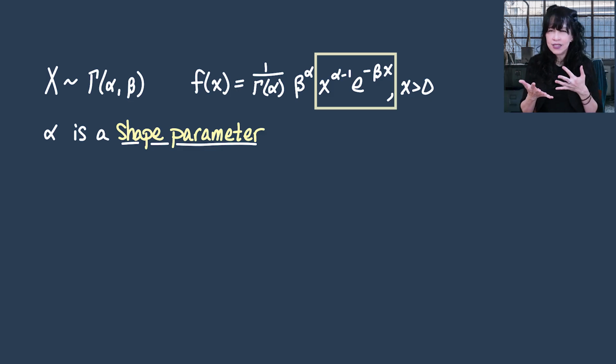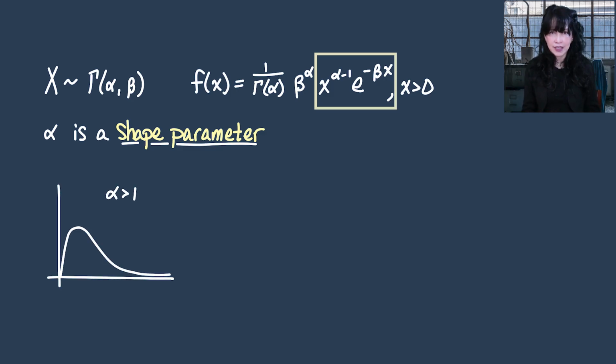If you look at x to the alpha minus 1, e to the minus beta x, and you imagine that alpha is greater than 1, then we have x to a positive power, e to the minus beta x. So when I plug in x equals 0, I get 0. And then the x to a positive power is making this thing increase until the e eventually takes over and brings it back down. When alpha is greater than 1, we get a shape that looks kind of like this.